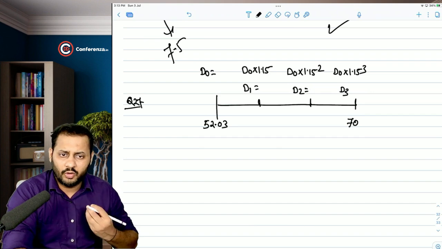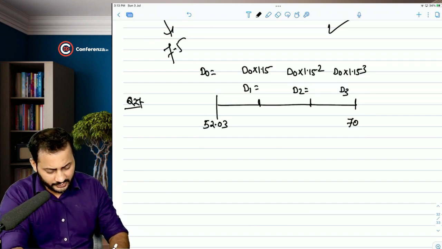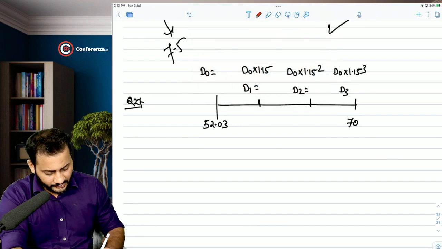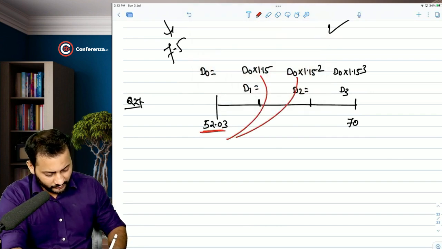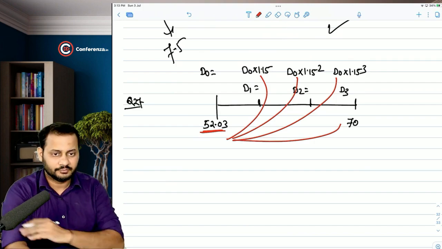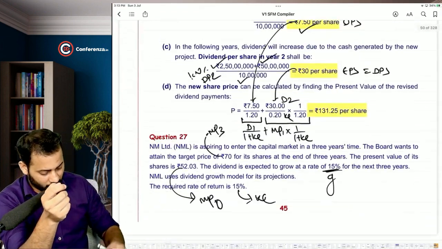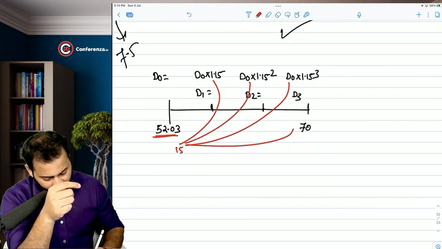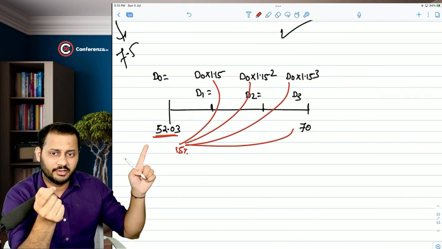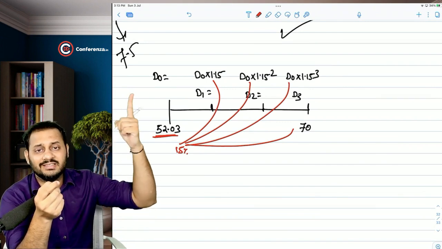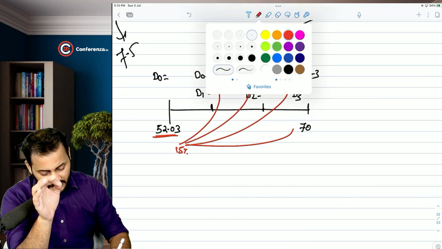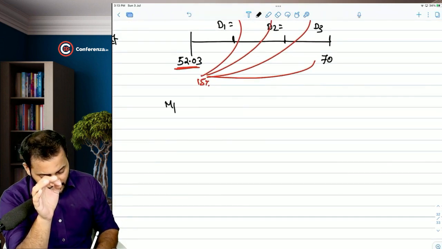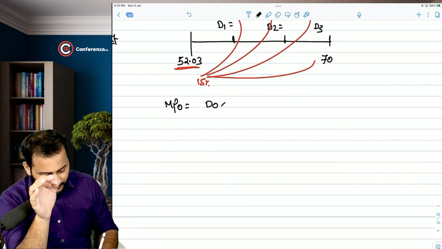Now all you have to do is calculate the present value. Equate this with the present value of these 4 figures, and that too at a cost of capital of how much? 15%. At 15%, you need to discount these cash flows and equate it with this. You will get the amount of D0, that is the base year dividend. And it's very easy. Have a look. Market price at 0 time equals D0 into present value factor at 15% first year.